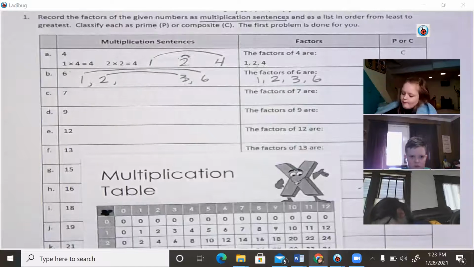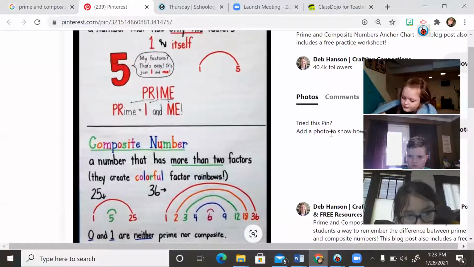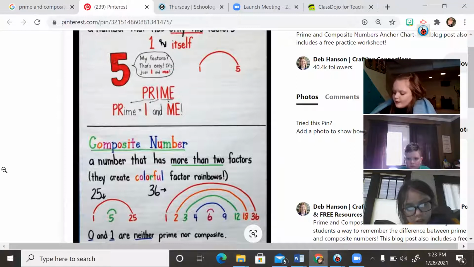I'll pull the chart up here again for you to see the difference. Is 6 prime or composite? If it's prime, it only has 1 factor pair, 1 and itself. If it's composite, it has more than 2 factors. Read your list to me. The factors of 6 are what?